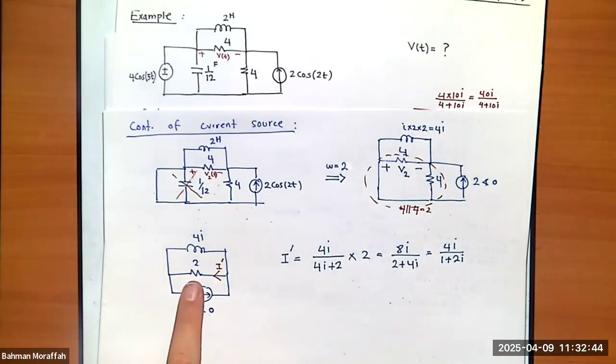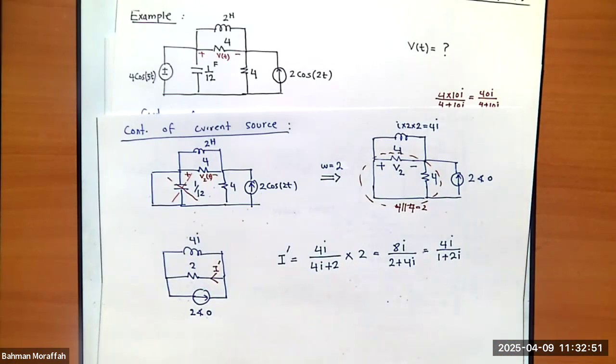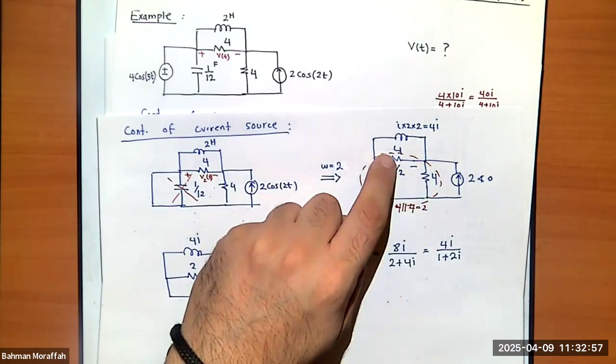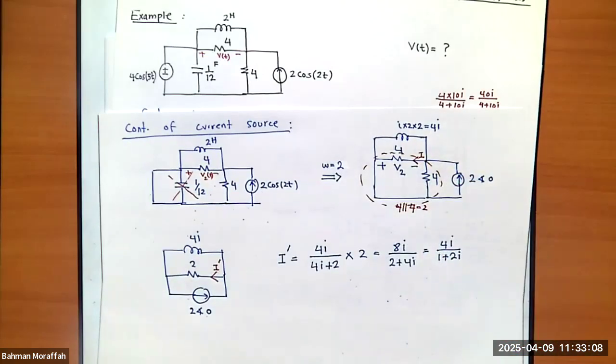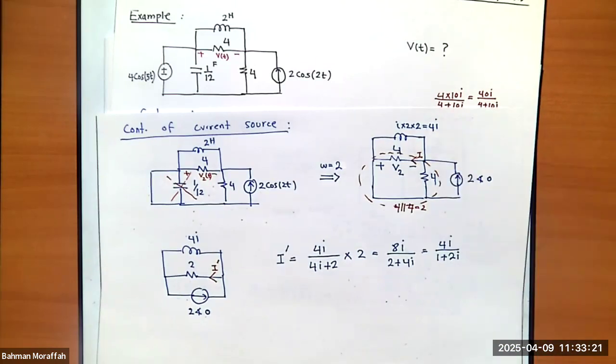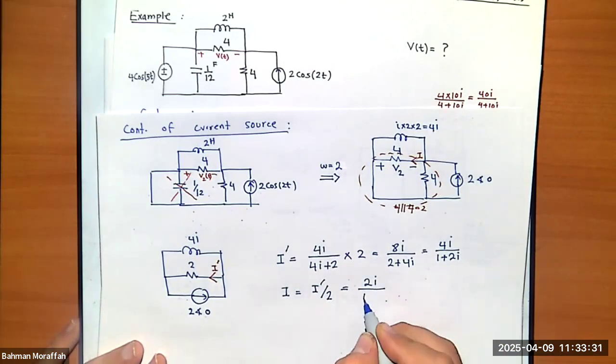Do you agree this I prime is the current through this 2, which means it's the current through both these 4s in parallel? So as soon as it hits this node over here, it has to split between this 4 and this 4. But since these two values are exactly the same, what is this current I? It's half of I prime, because this 4 and this 4 have exactly the same value. I know the input current to this node would be I prime, so it splits equally in half. So I is I prime divided by 2, which is 2i divided by 1 plus 2i.